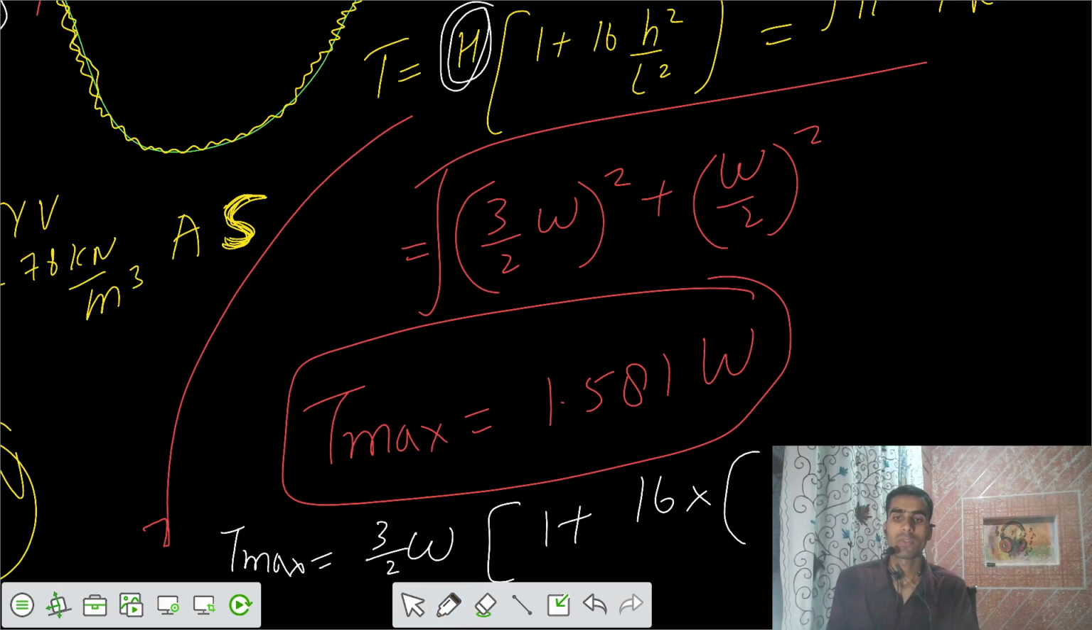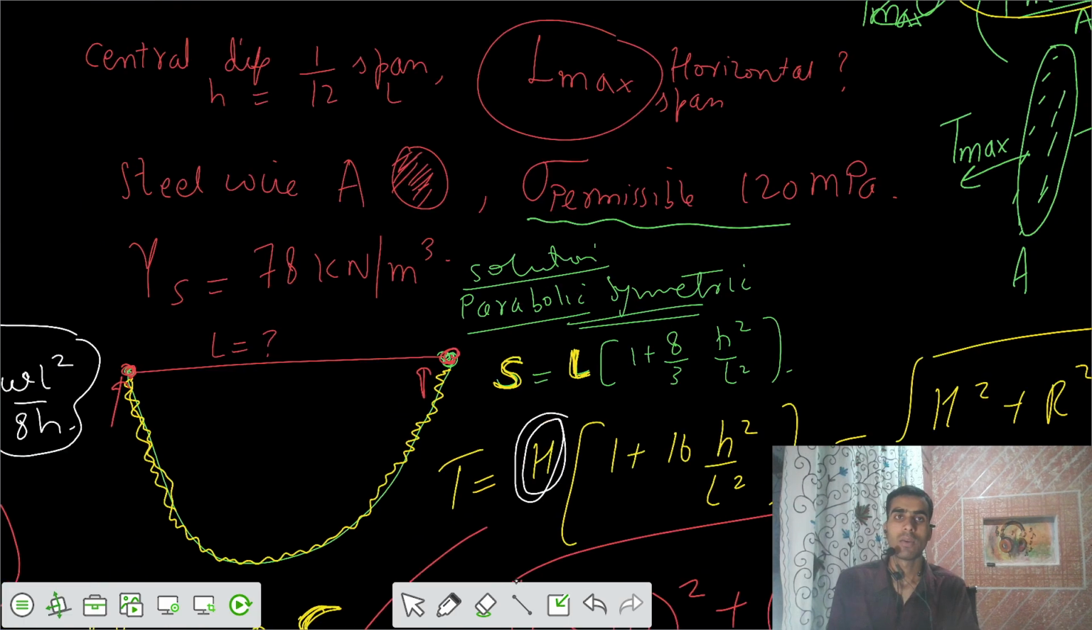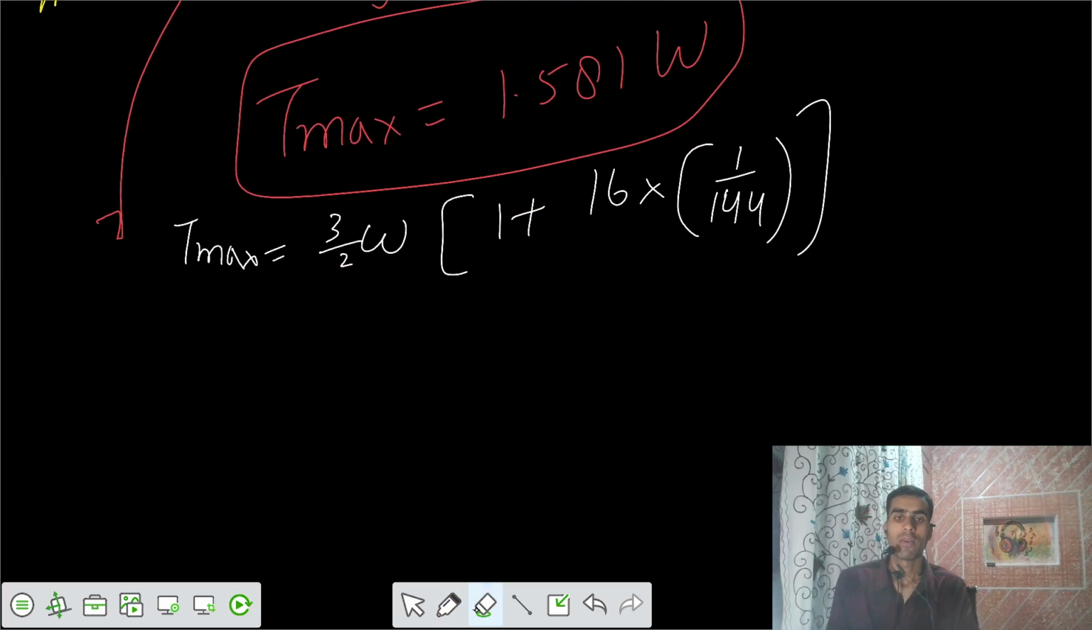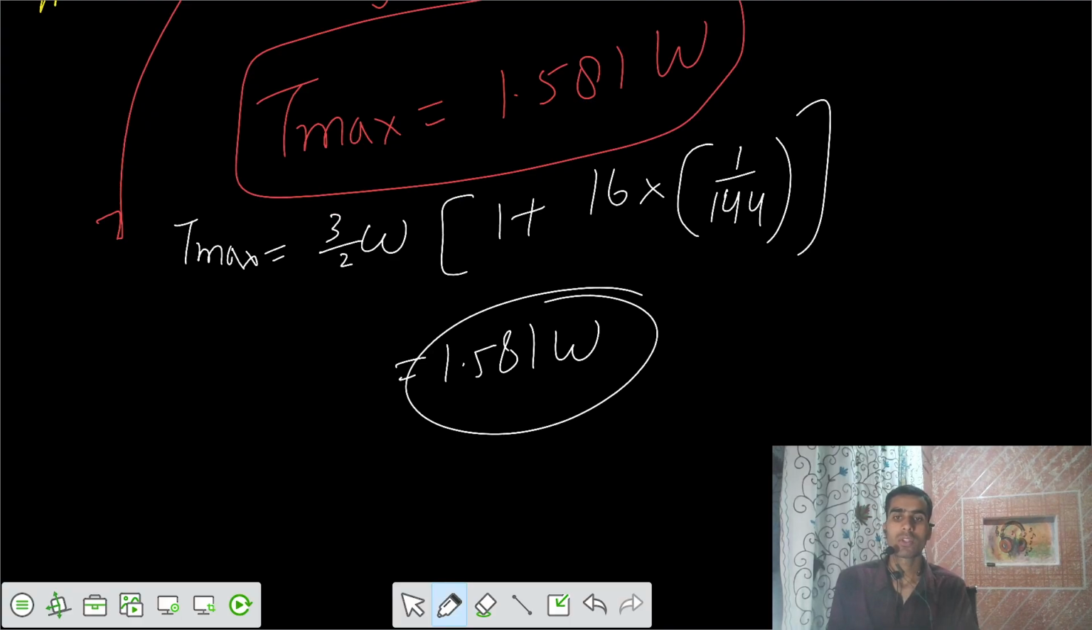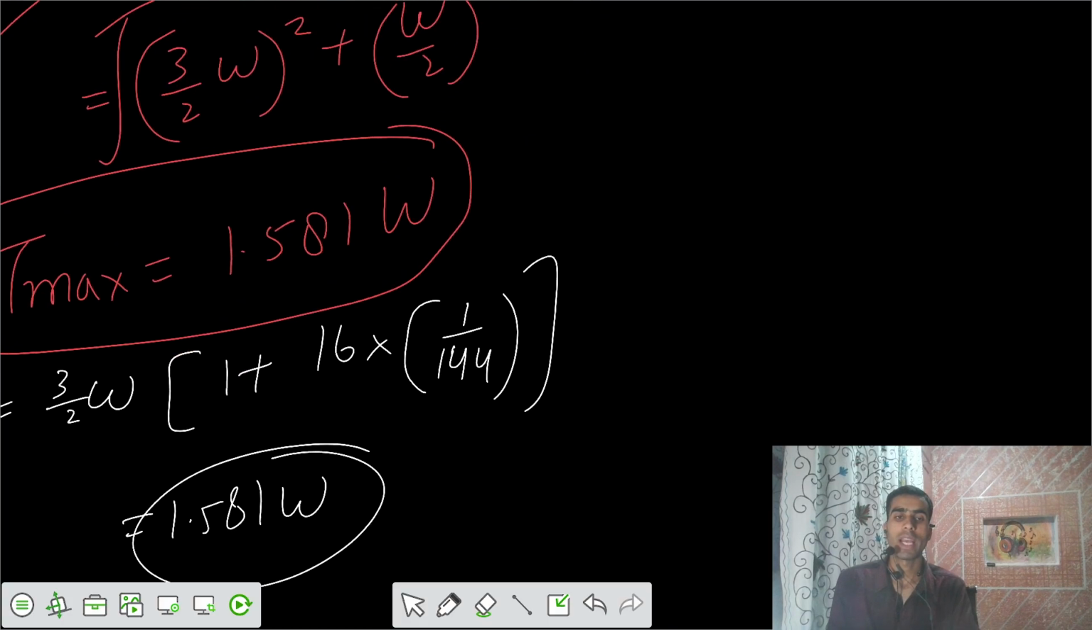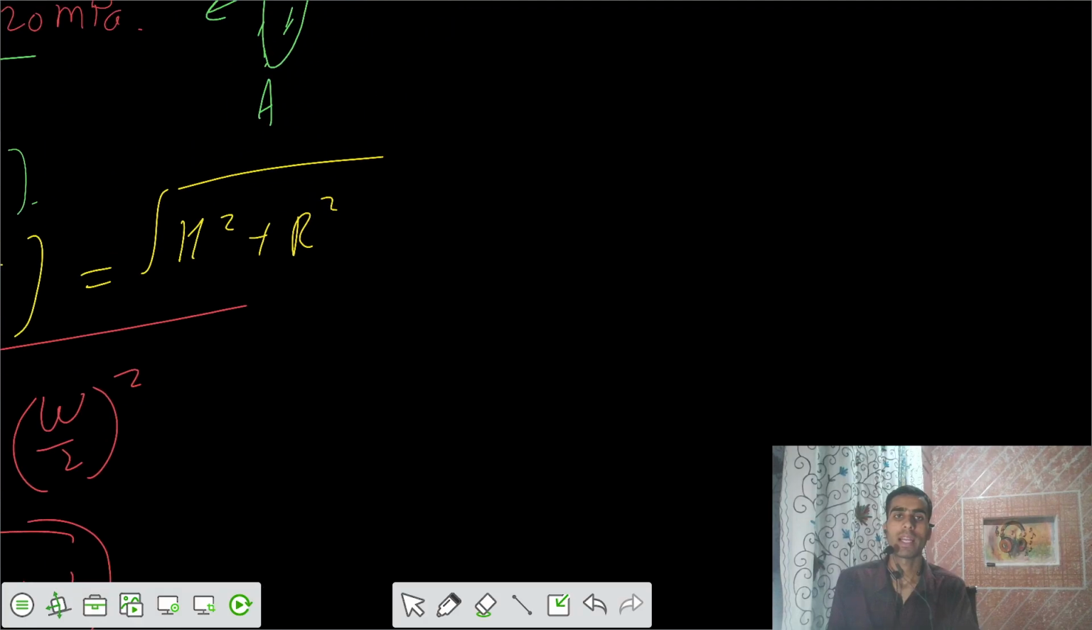What is the H value in terms of L? 1/12 of that, so I would write 16 times 1/12 of that. That's 1/144. So finally you can have that same value of 1.581 W. I got this total weight of 1.581 W. If I divide this by the cross-section area A, I can get the stress.